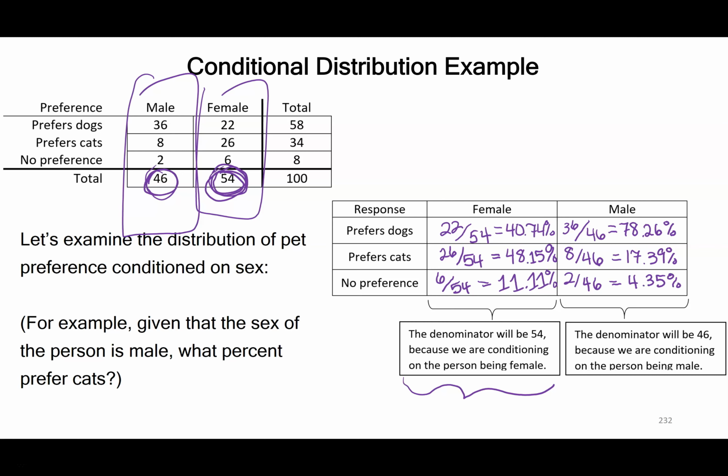4.35% had no preference. So when we're conditioned on sex, if you're saying just looking at women, what's the breakdown of preference? 48.74% of women prefer dogs, 48.15% of them prefer cats, and 11.11% of them have no preference at all. You can do the same for men. So that's our focus there.